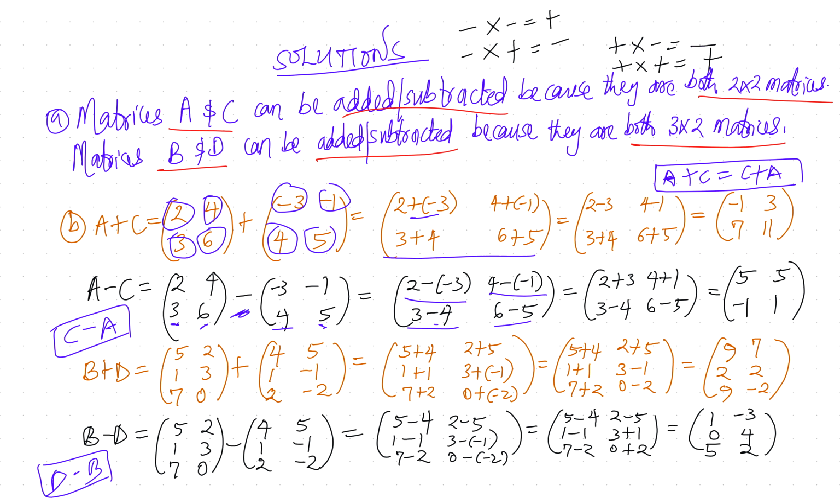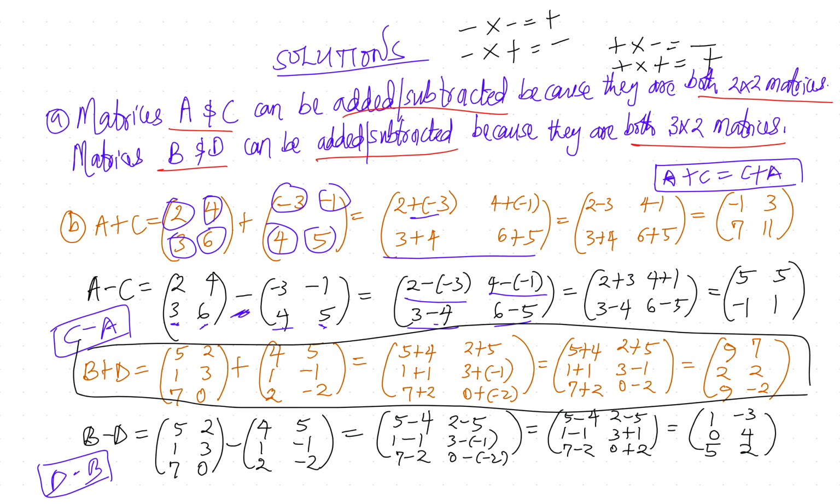So then we go ahead to talk about B plus D. So already it's clear that you can add B and D because they are both 3 by 2 matrices. So you have 5, 2, 1, 3, 7, 0, then 4, 5, 1 minus 1, 2 minus 2. So you have 5 plus 4, 2 plus 5, 1 plus 1, 3 plus minus 1, then 7 plus 2, then 0 plus minus 2. So we just deal with the sign, double sign, so to speak. So plus times minus is minus. Plus times minus is minus.